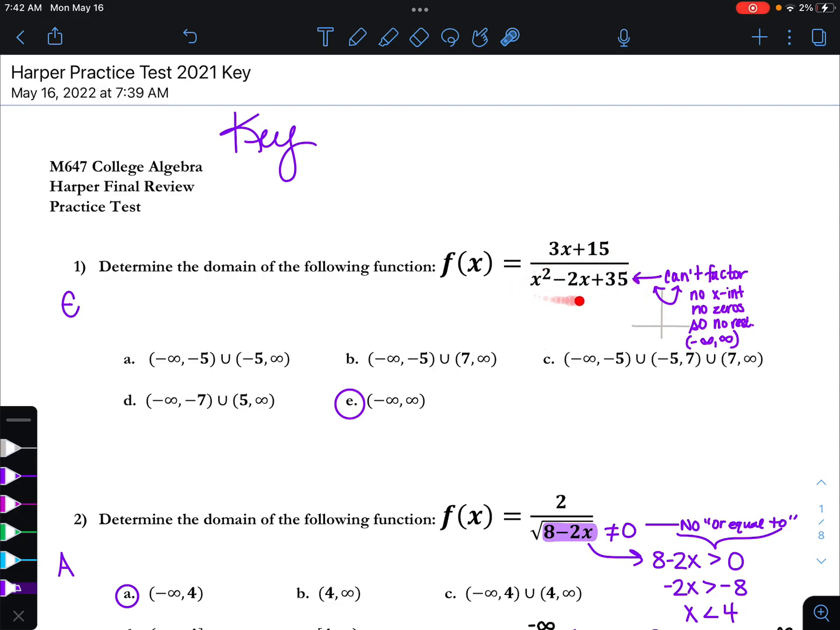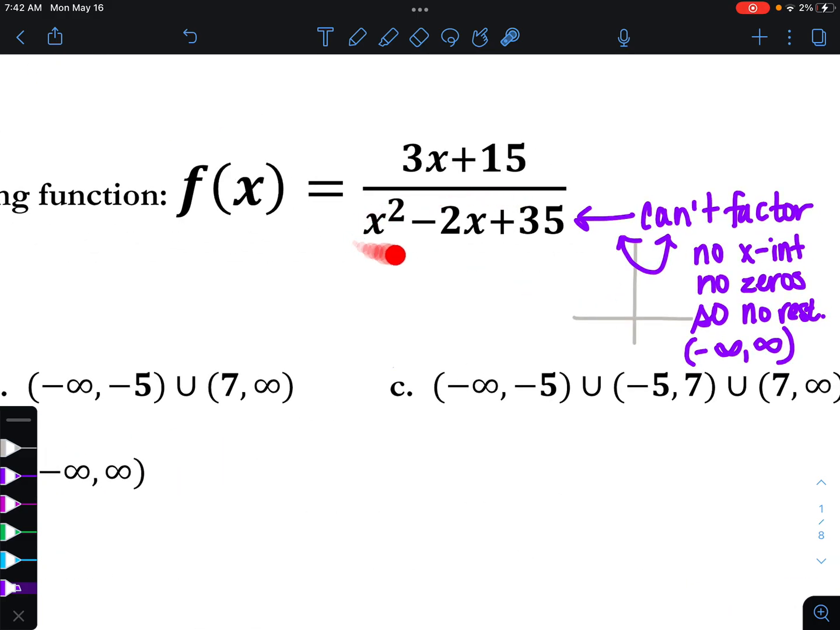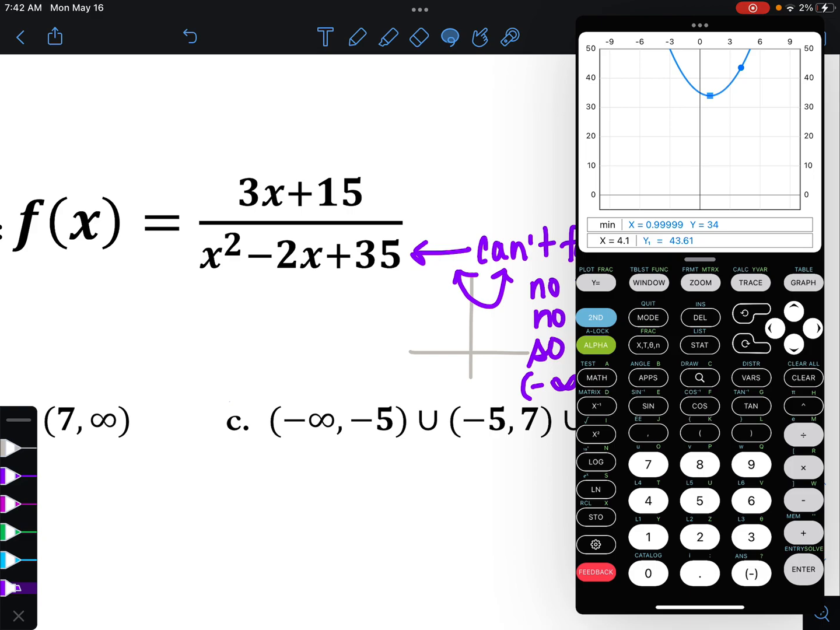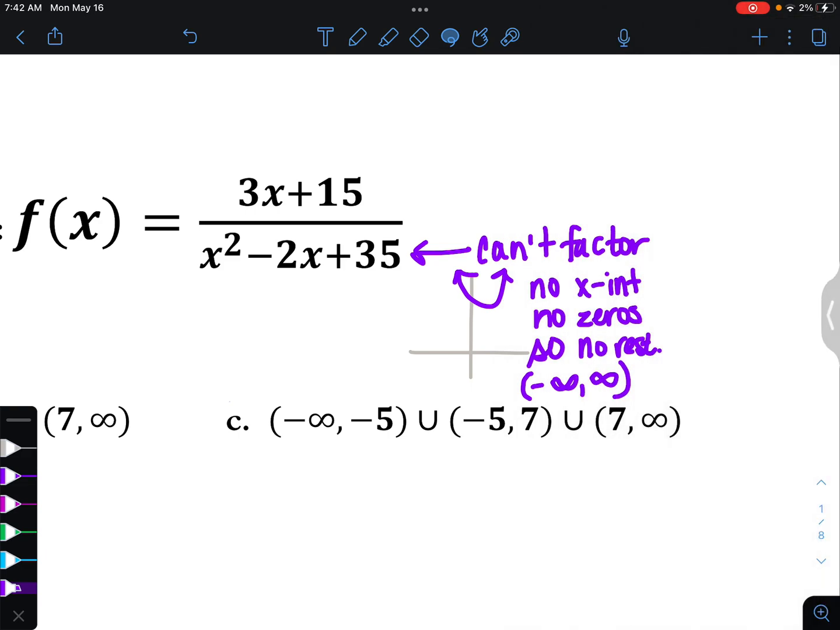And so typically we would start to look at how to factor this quadratic. This quadratic, however, cannot be factored. And if we look at the graph with our graphing calculator, we see that it does not intersect the x-axis. It is way up above the x-axis. So since there's no x-intercepts, there are no zeros, which means there are no x values that would make this denominator 0 because of the type of quadratic it is. So there are no restrictions.